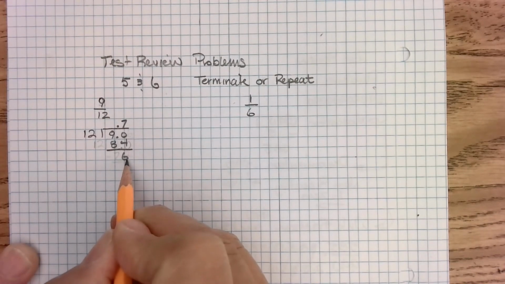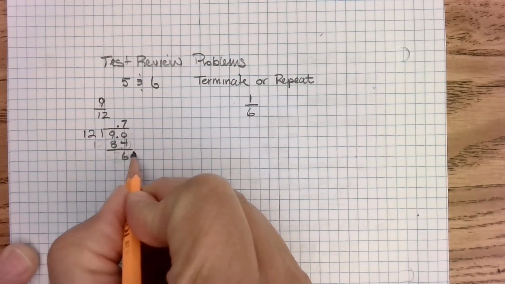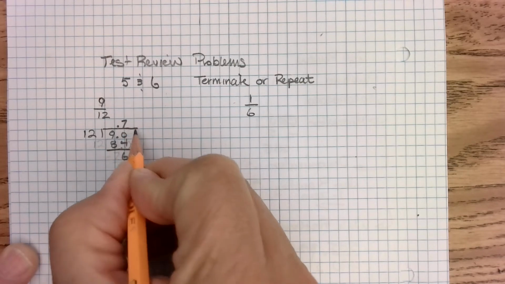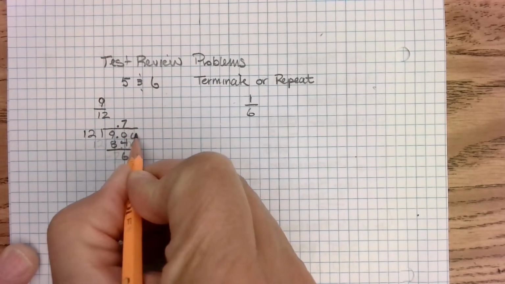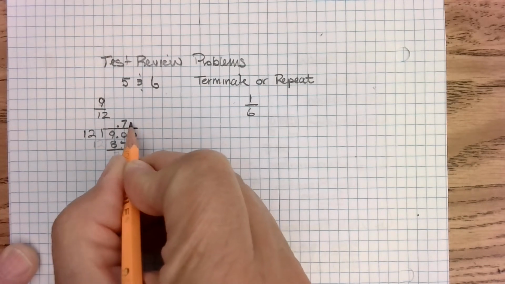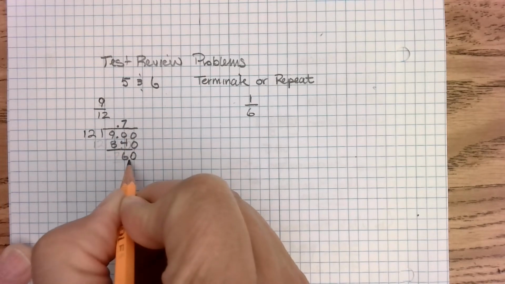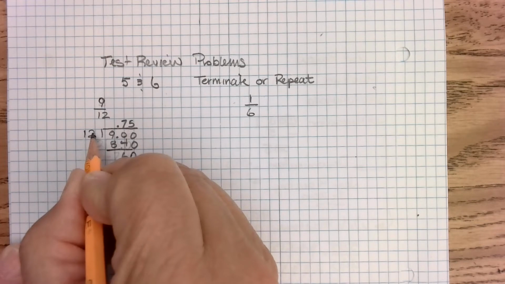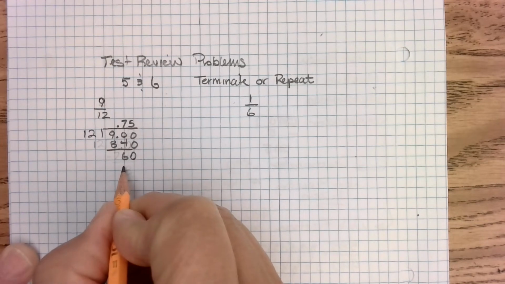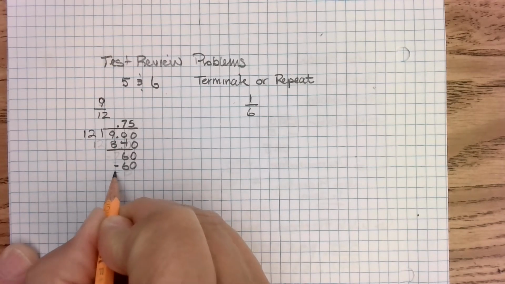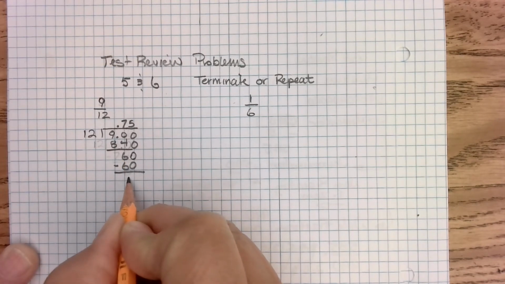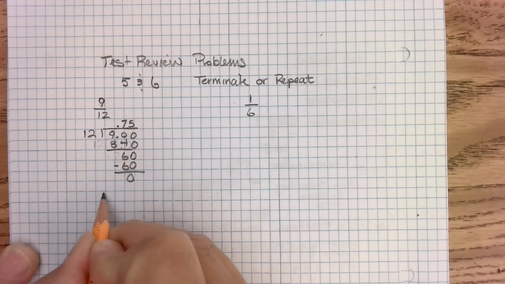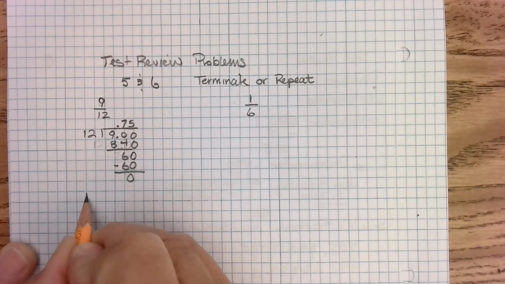12 will not divide into 6, but it will divide into 60. So what I'm going to do is add another decimal place. So now that gives me more room to do my division. So I know 5 times 12 is 60. Subtract that. 60 minus 60 is 0. So the remainder on this one is 0.